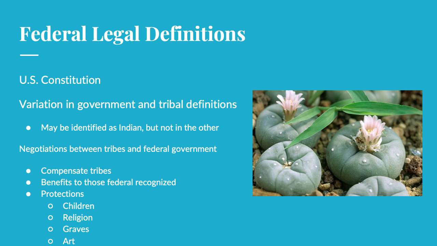Now we're talking about legal federal definitions. Because the U.S. Constitution uses the word Indian in 2 places but defines it nowhere, Congress has made its own definition on an ad hoc basis.